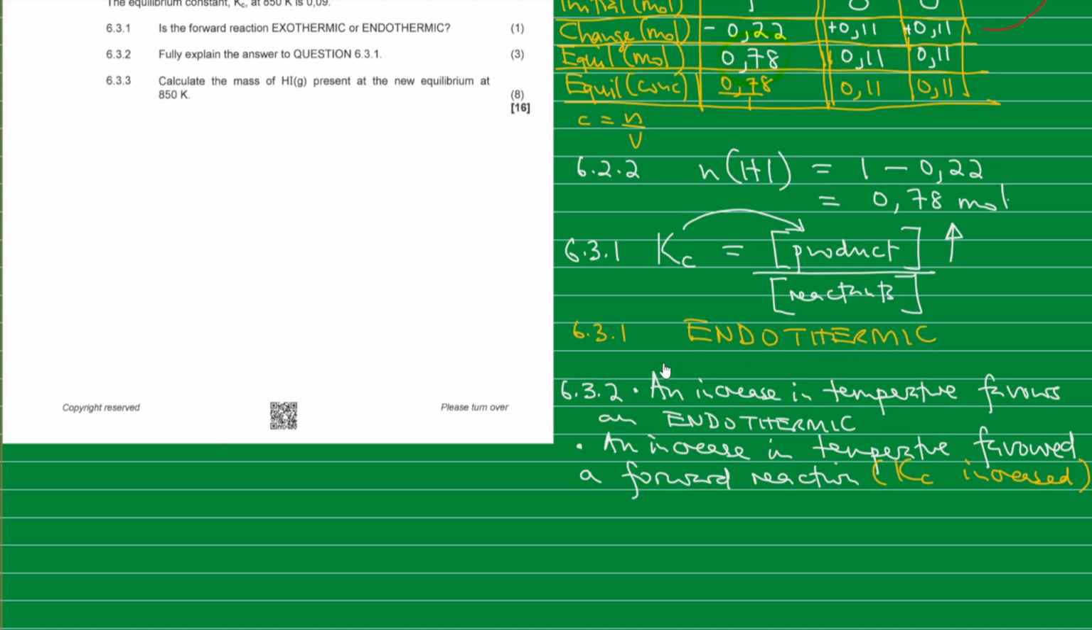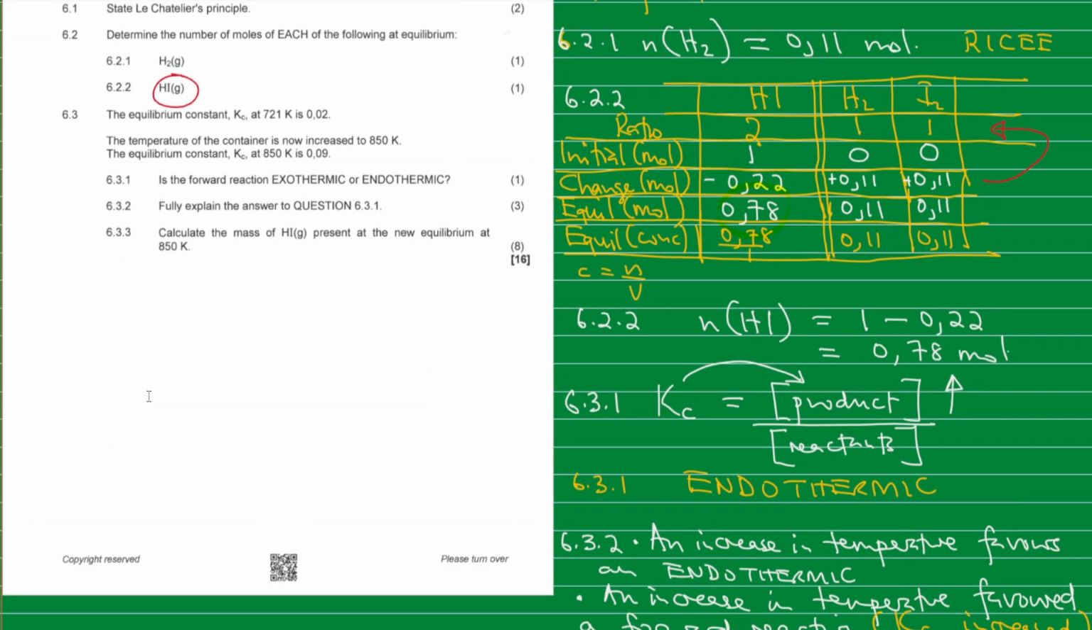So we favored an endothermic reaction that reduced the temperature, and by so doing our products increased. Okay, I hope you get that part there. So we have to work ourselves backward. You cannot just write exothermic or endothermic. You have to give the reasons. Okay, and these are the reasons that we have here.